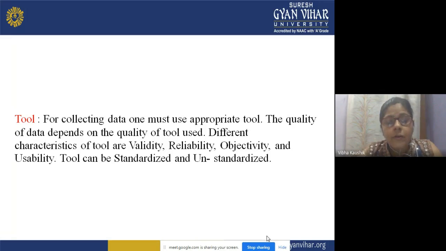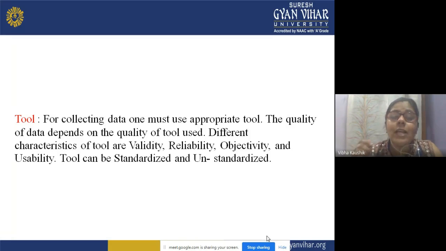So, I will call it a valid test when what it claims to measure, it measures. Now, what it claims to measure, it is claiming that it measures the intelligence of the students. So, if it is measuring the intelligence of the students only, then we will call it a valid test. First thing. Now, second one is reliability.